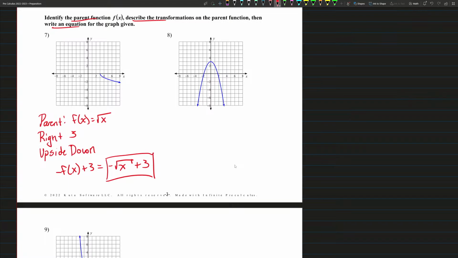For number 8, our parent function is x squared. This is being shifted up 3, and again, this is upside down as well. So our function would be f of x plus 3, and then we need to flip it upside down, so there's a negative out front. So this is going to be negative x squared, and then plus 3.